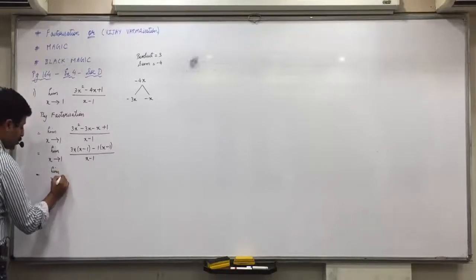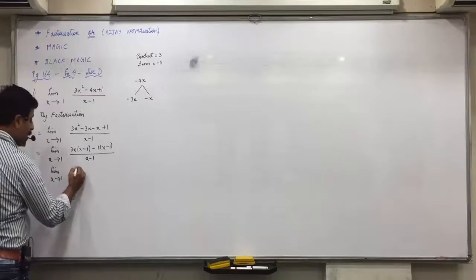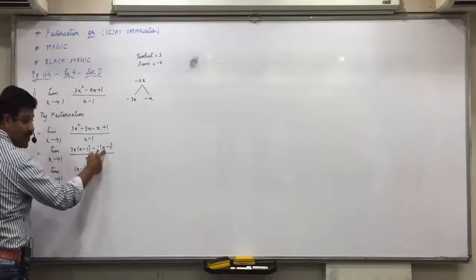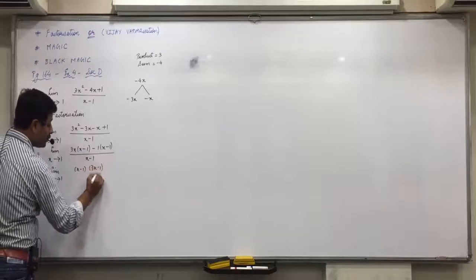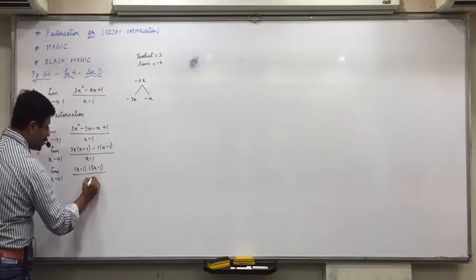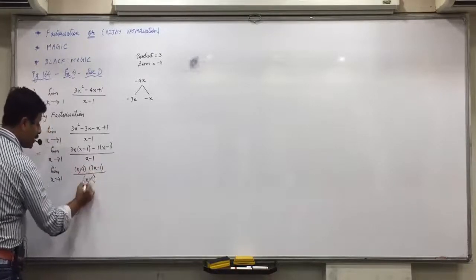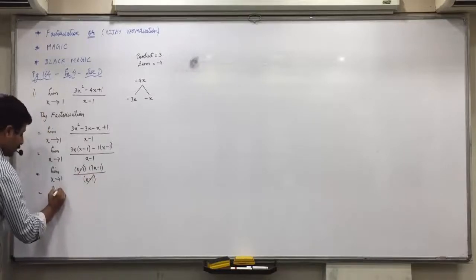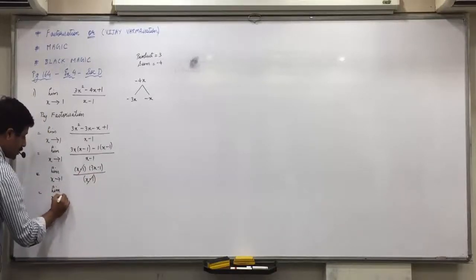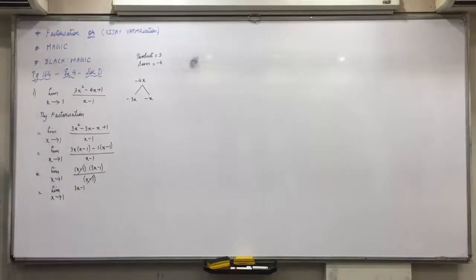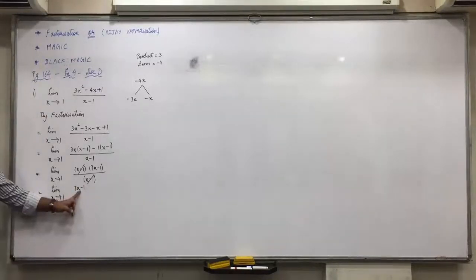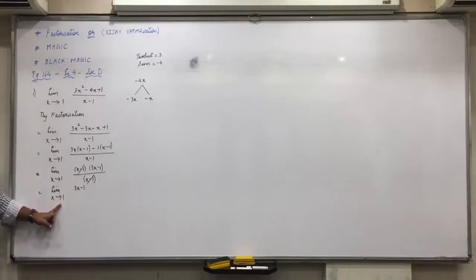Limit x tends to 1. The two factors are x minus 1 is one factor and 3x minus 1 is the second factor, upon x minus 1. x minus 1 gets cancelled. So limit x tends to 1, simply 3x minus 1. Now what we have to do is, in x we have to substitute 1. And once you substitute the value in x, don't write limit.